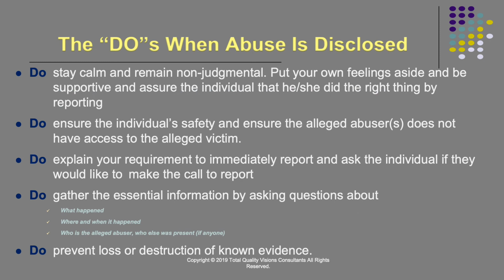The do's when abuse is disclosed: do stay calm and remain non-judgmental. Do ensure the individual's safety and ensure the alleged abuser does not have access to the alleged victim. Do explain your requirement to immediately report and ask the individual if they would like to make a call. Do gather the essential information by asking questions about what happened, when and where it happened, who is the alleged abuser, and who else was present, and do prevent the loss or destruction of known evidence.